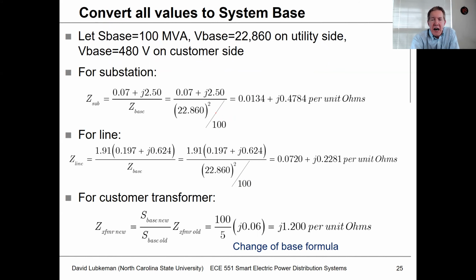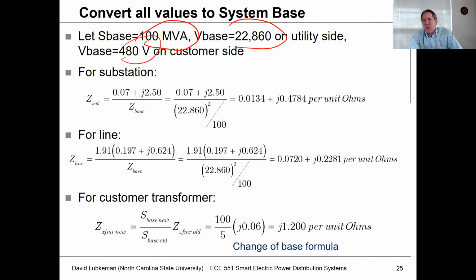Now, I've got to convert all my values to a system base. And what I'm going to choose for the system base in this case is 100 MVA. This is a typical transmission base. The voltage base is going to correspond to the nominal voltage at the substation, which was 22,860 volts. And then this is going to map to a 480 volt base on the customer side.